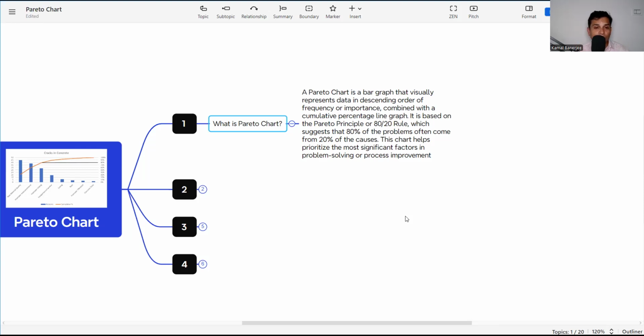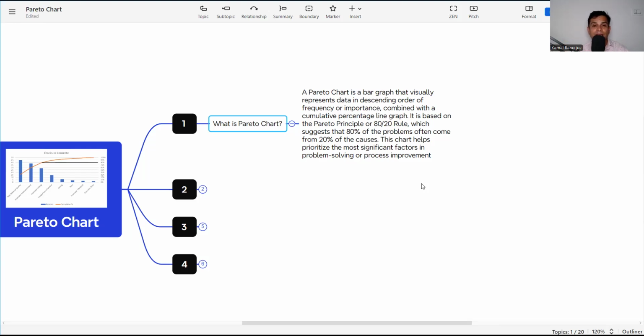It is not only used in projects or quality control, but it is widely used. It is valid in everyone's life, and it is a law of nature, that is, imbalance. I will come to the brief history later, but this is the law of nature, the imbalance, that is the 80-20 rule. This chart helps prioritize the most significant factors in problem solving or process improvement.